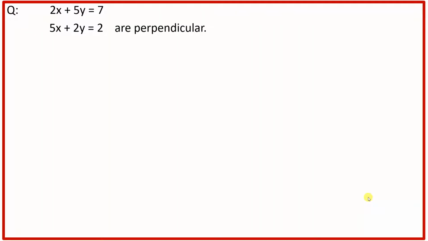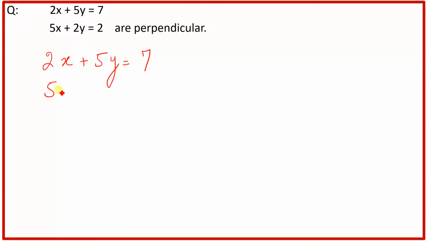So this is the question. These are the two line equations: 2x plus 5y is equal to 7 and 5x plus 2y is equal to 2. We have to find out whether these two are perpendicular, whether these two equations are making a right angle or not. We will start with the first equation, 2x plus 5y equal to 7.